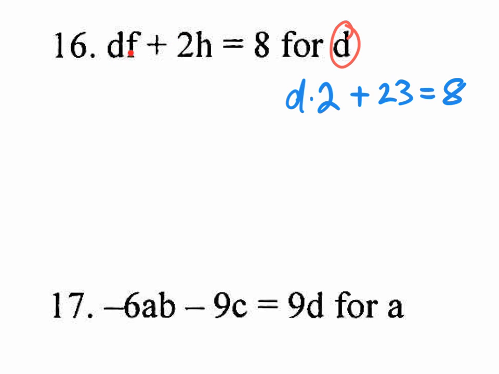So here's D. That's like the movie star. F is the movie star's buddy. 2H is a loner, the bum at the corner. You don't care about this guy, right? So let's get rid of the 2H first.